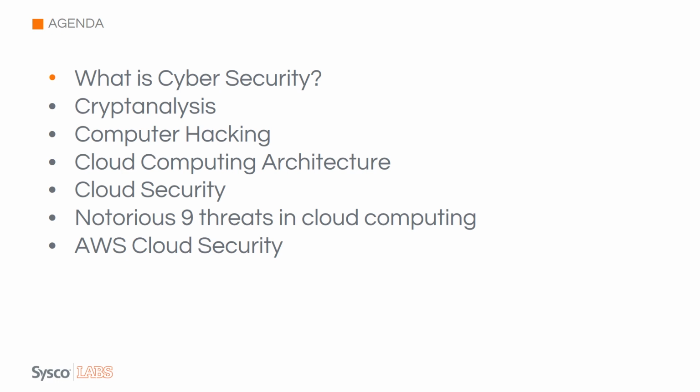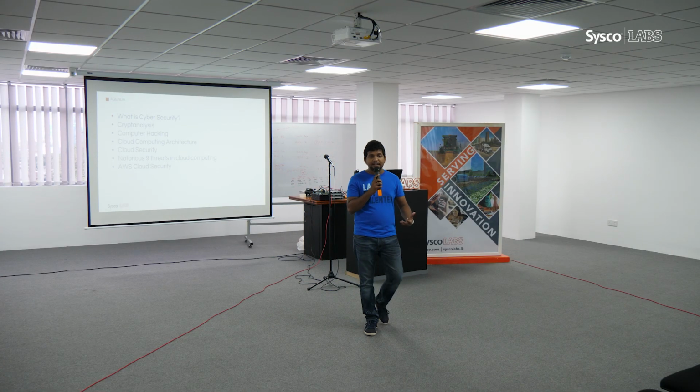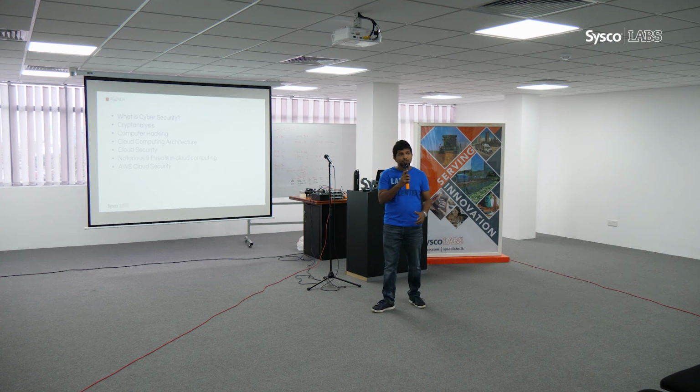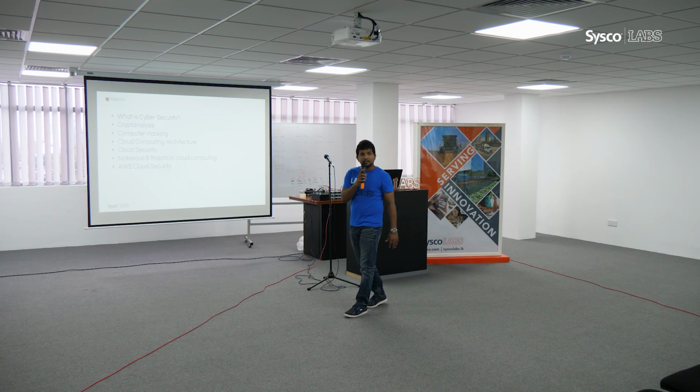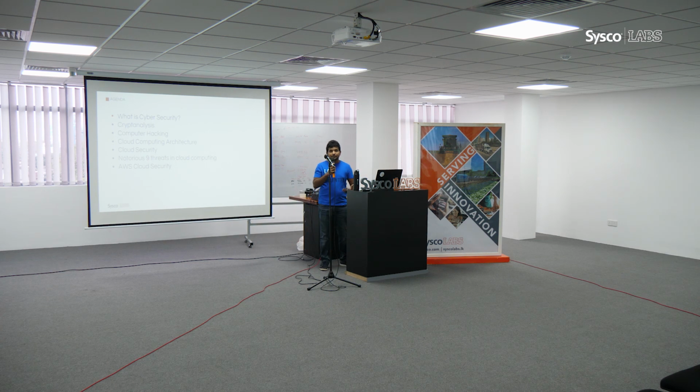And then cloud computing architecture, the basic architecture. Then the cloud security, the aspects of security when it comes to cloud. And the notorious 9 threats in cloud computing. This is a very famous thing when it comes to cloud computing security because people know that there are issues like this, but they have been ranked as the top 9 issues that people face when it comes to cloud computing. And then we have AWS cloud security, because I know in Cisco Labs we all use AWS, but we don't really realize what's the responsibility we hold and AWS holds apart from just having security tools.